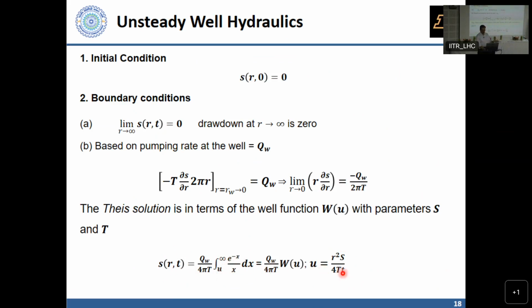So what we have then, given S and T, we have to also be careful. Capital S is the aquifer storativity. Small s is the drawdown. They're not the same things. So one needs to watch out for the notation. So if we keep using u, then of course u has the storativity and the transmissivity. It has time and it has r. And then the solution depends on different values of u. The well function then has to be given to you.